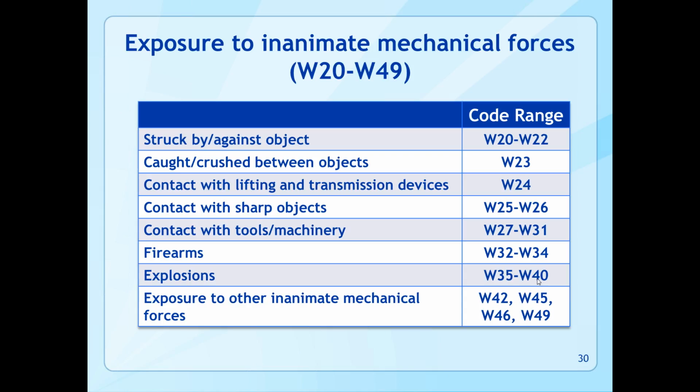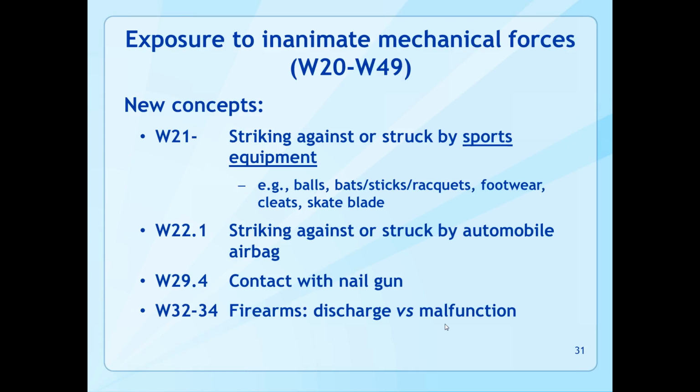And as you can see, many of these categories are very similar to those in ICD 9-CM. So you have the same categories of struck by or against, or caught or crushed between objects, machinery, sharp objects, firearms, tools, that sort of thing. So again, the concepts aren't really that different from ICD 9-CM, just a different label to the code. Next slide, please.